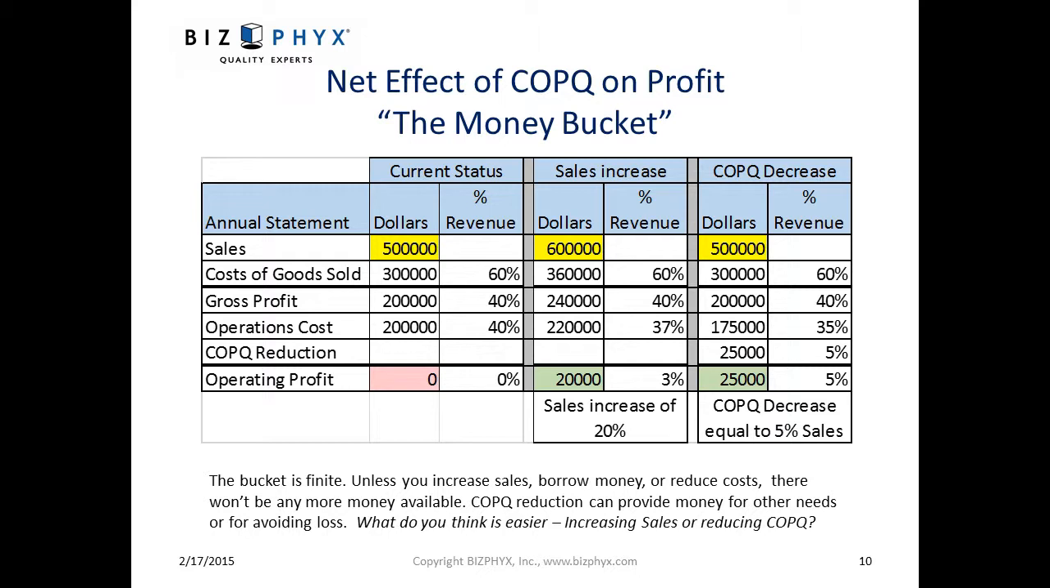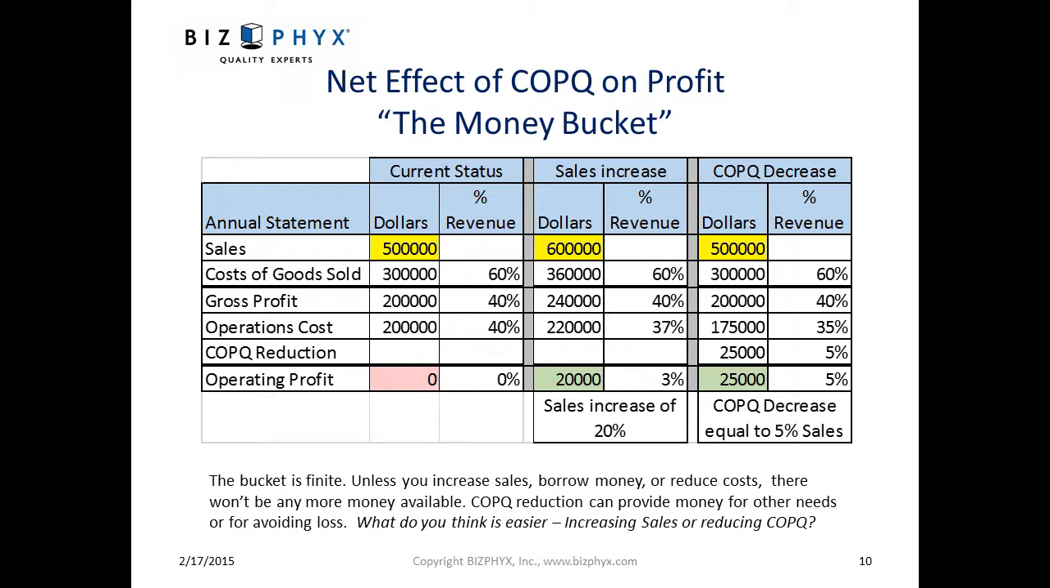So look at what we've got. We could increase our sales by 20% and come up with profit. We could reduce our cost of poor quality by 5% and come up with some operating profit. They're both possible. Which do you think is easier? Do you think you can increase your sales in the short run by 20% very easily? I'm willing to bet you could decrease your cost of poor quality in the short run by some significant amount.